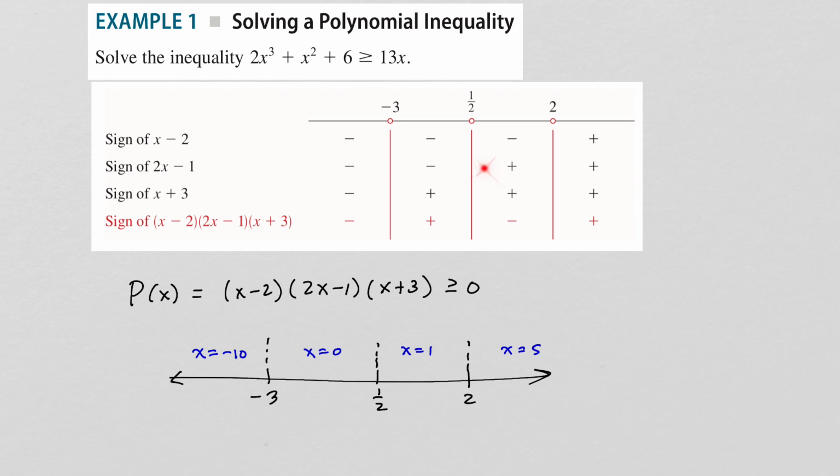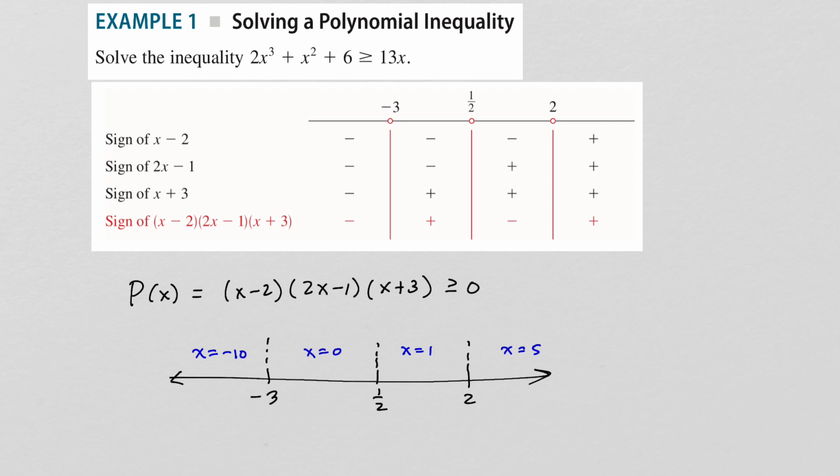If you plug in a number greater than 1/2, you will get a positive number. And if you plug in a number less than 1/2, you will get a negative number. Likewise, x plus 3 is equal to 0 at -3. If you plug in a number larger than -3, you will get a positive number. And if you plug in a number less than -3, you will get a negative number.